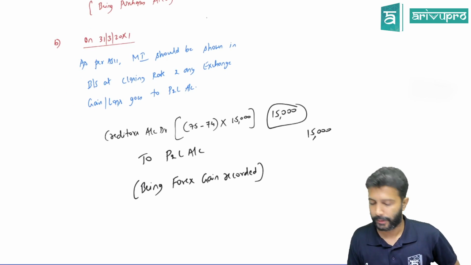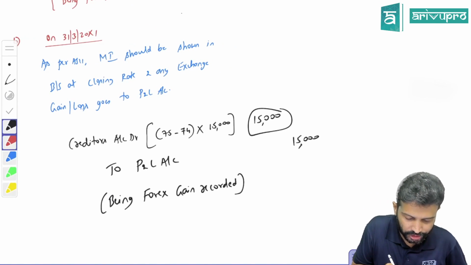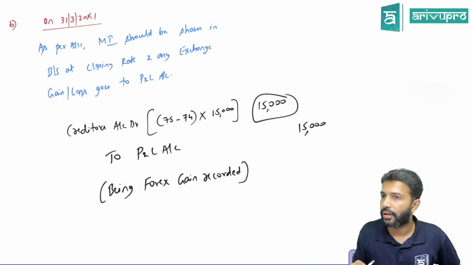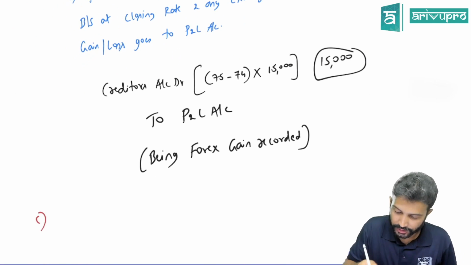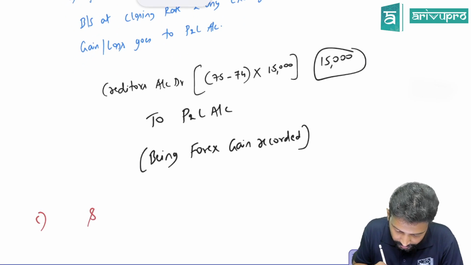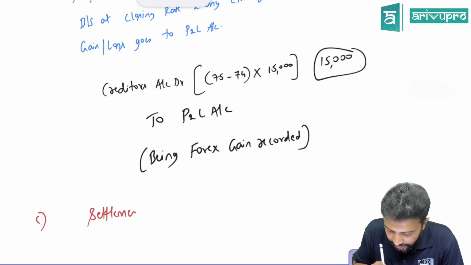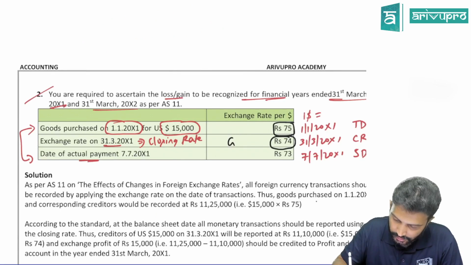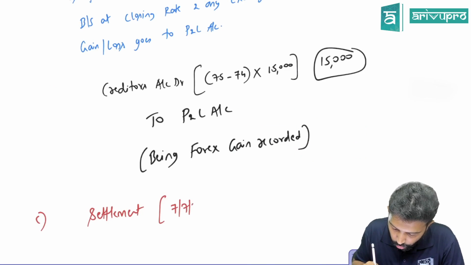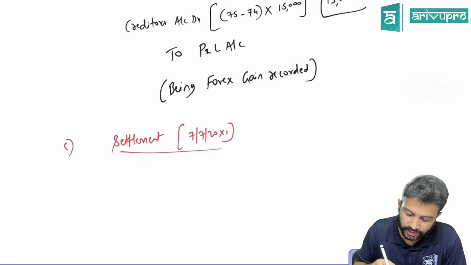People okay? Anyone still copying or can I move on to the next section? Over or one more is there? Settlement. Okay, so we will write settlement. And the settlement happened on which date? 7th July 20x1. So what does AS 11 say?